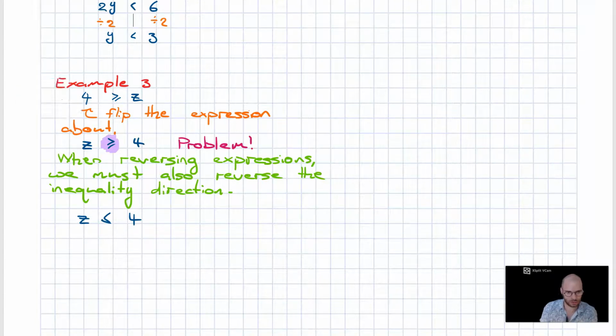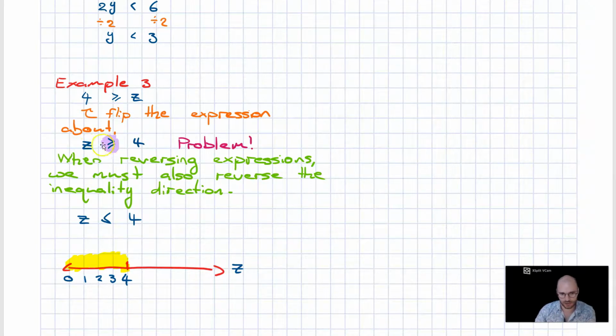If we were to plot this on a number line, and we had a 4 over here and we had a z over here, what we're effectively looking at is z is less than or equal to 4. So it's all of these numbers to the left of 4 here. So 3, 2, 1, and so on. Every number to the left. Not what we can see up in z is greater than or equal to 4. So this line here is wrong.